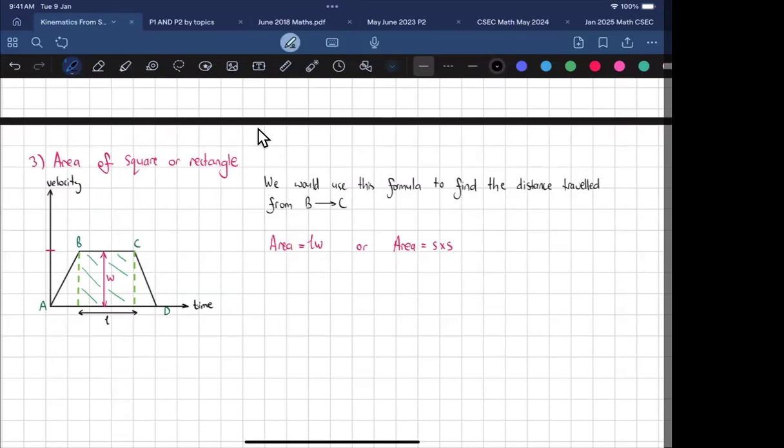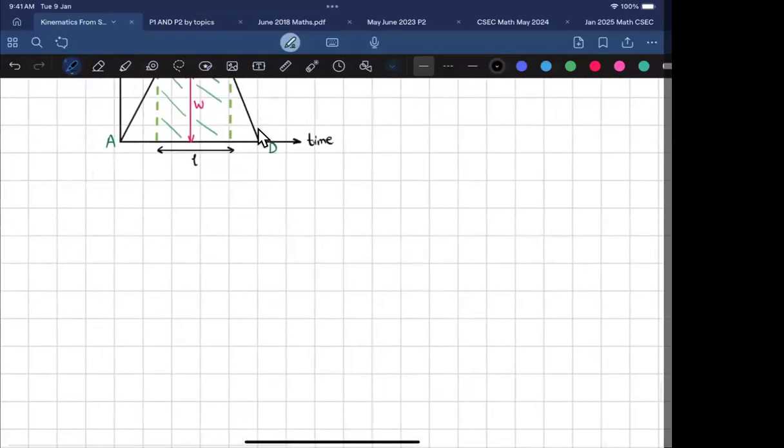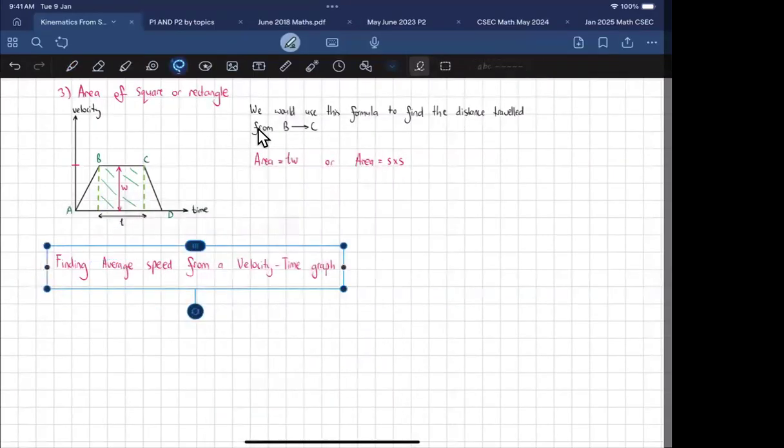Finish. Okay, cool. So that brings me on to the final thing: finding average speed from a velocity time graph. They might ask you to find the average speed, and we should know how to answer that.